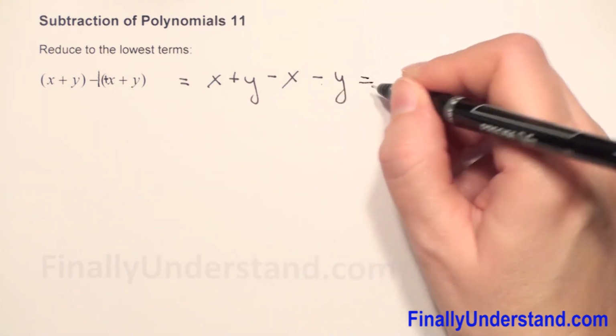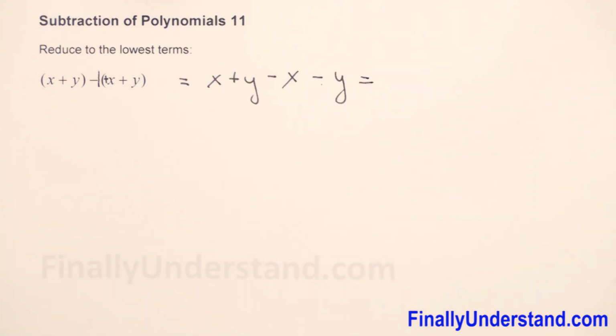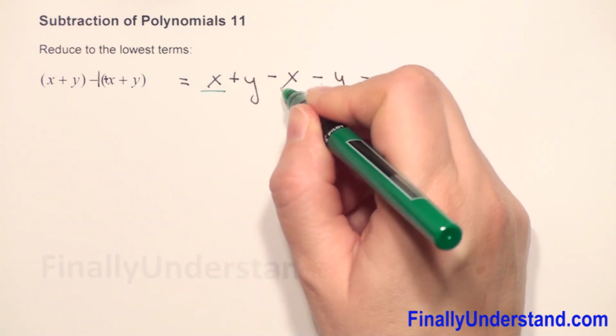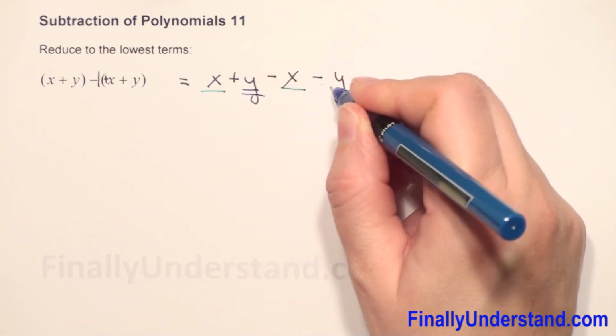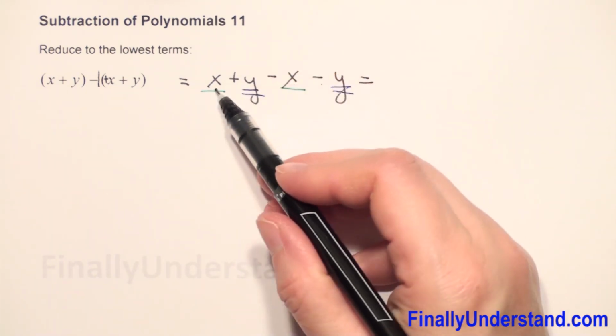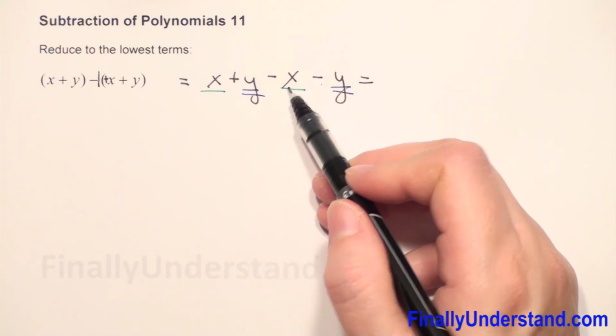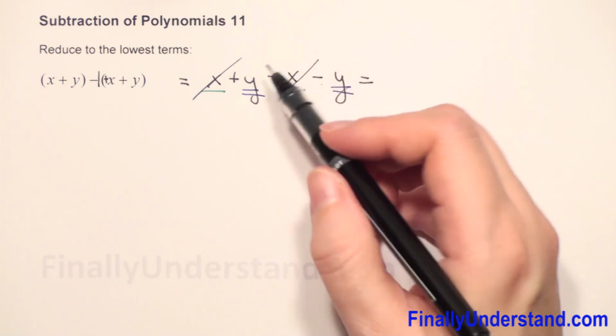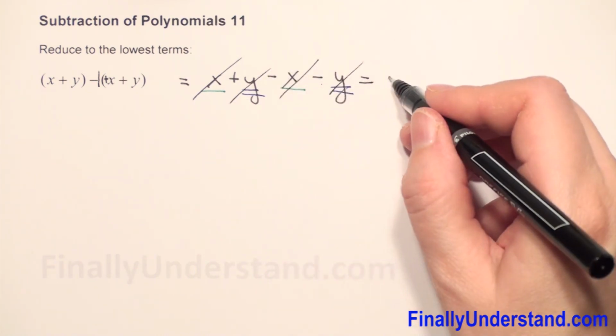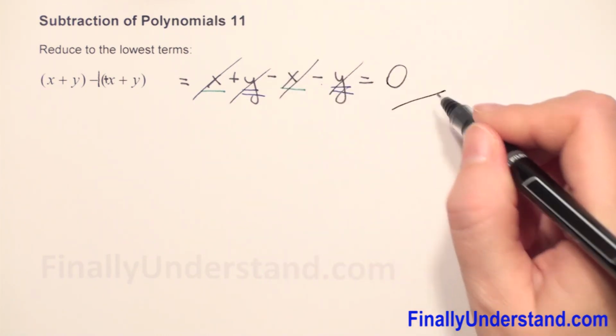So now we have to combine the like terms. We have x, and we have y and y. X minus x, we can reduce. This is 0. And y and negative y, this is 0. So the answer will be 0.